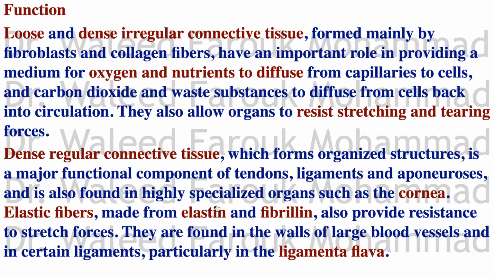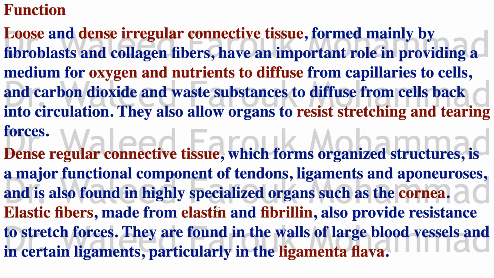Function of connective tissue: loose and dense irregular connective tissue have an important role in providing a medium for oxygen and nutrients to diffuse across them. That's why they are loose and dense irregular. From the capillaries to cells, and from the cells to the capillaries. From the cells to the capillaries means to get rid of the waste substances from the cells. They also allow organs to resist stretching and tearing forces.